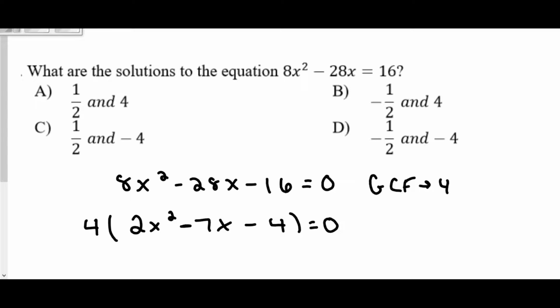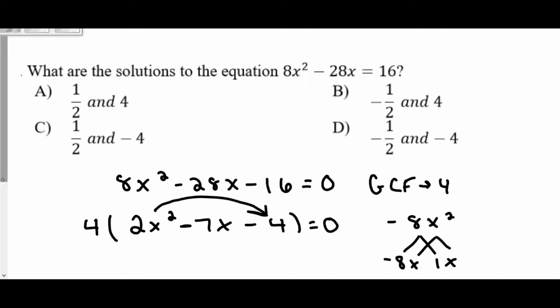So we pulled out our GCF, and our next step is to count the number of terms. This polynomial has 3 terms, so we're going to use our AC method. Take our first number and multiply it by our last number, which is negative 8x squared. And then we are going to find 2 numbers that add to negative 7x and multiply to negative 8x squared. So I found that the 2 numbers that add to negative 7x is negative 8x plus 1x, and the 2 numbers that multiply to negative 8x squared is negative 8x times 1x.